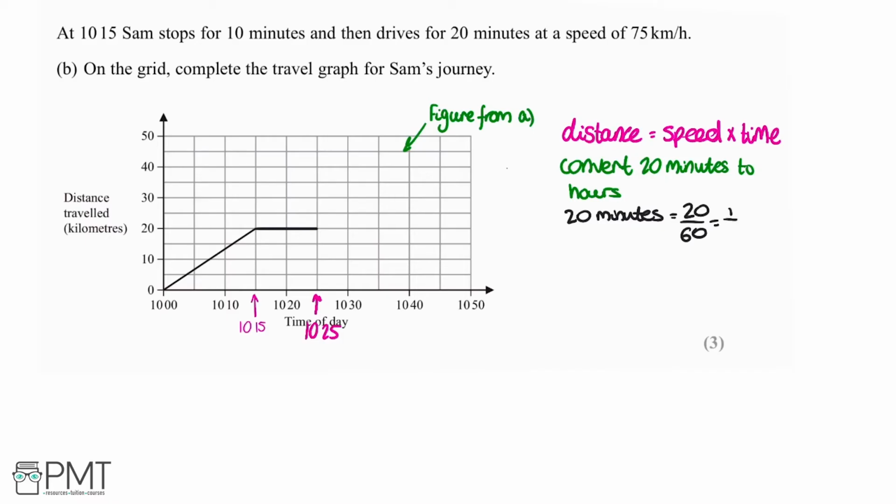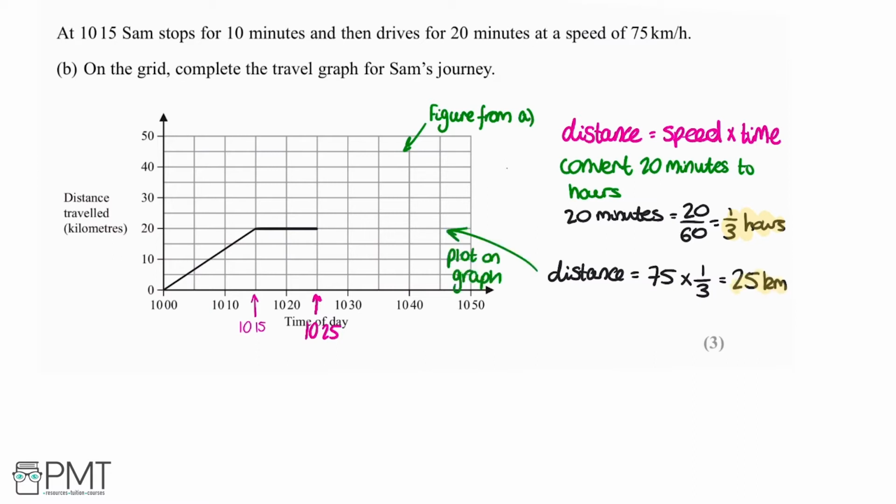I'll simplify that down, 1 over 3 hours. So now we can use this. The distance is speed, which we've got as 75 kilometers per hour, multiplied by time, which is a third of an hour. And this gives us a distance of 25 kilometers.